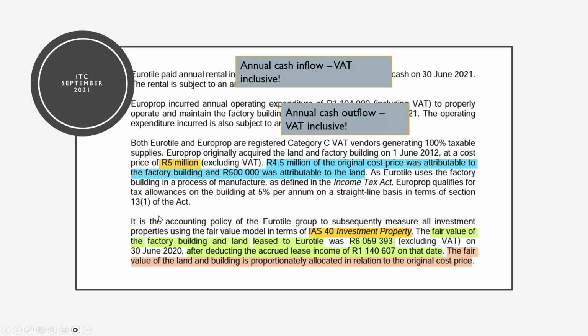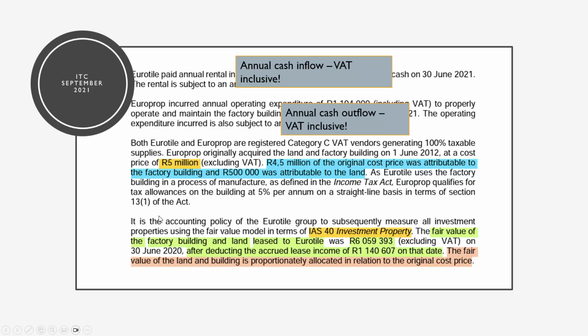So when you are having reading time, what I would do is first start by reading the question, obviously, and then highlighting similar things in the same color. As you can see, I highlighted the fair value of the factory building was that. The fair value of the land and buildings is proportionally allocated in terms of the original cost price. None of these three things are the same color.